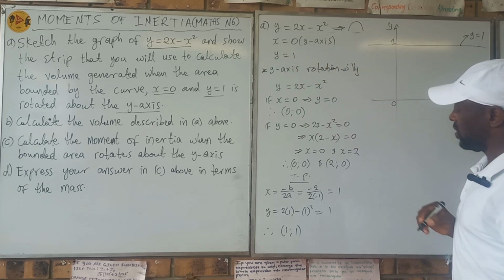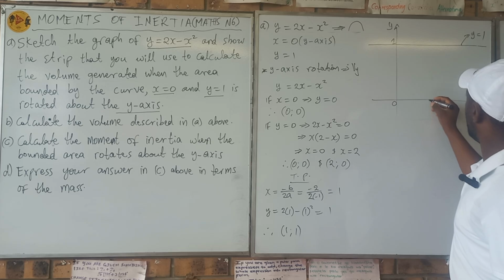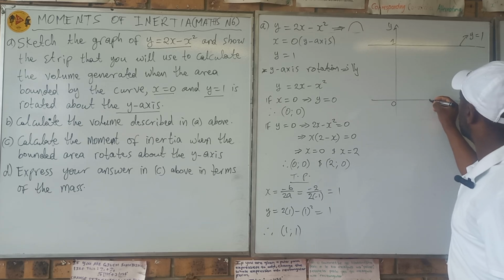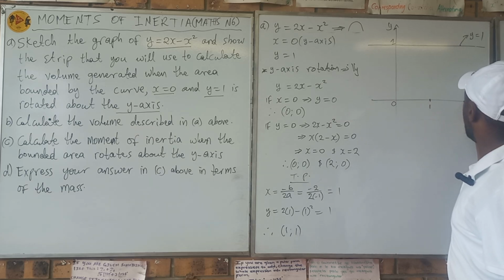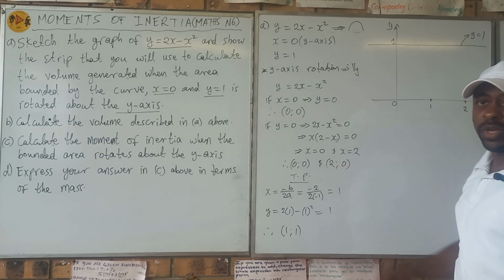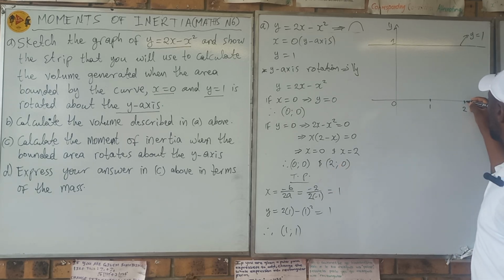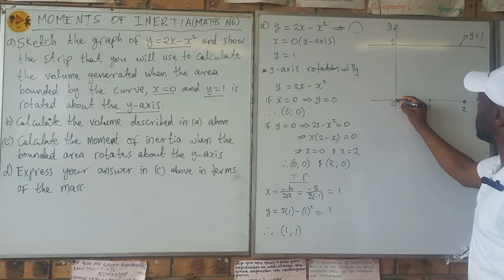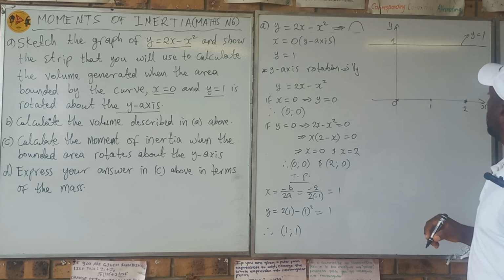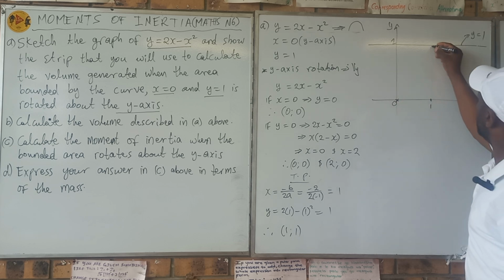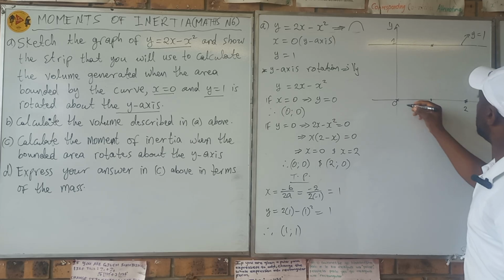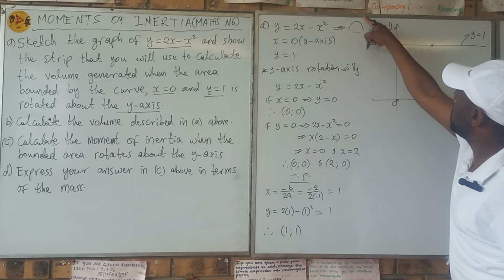Then I need the point 0, 0. I need the point 1, 1. If I say this is my 1 on the x, then that will be 2, because I also need the point 2, 0. So these are the points that my graph must pass through. The parabola will touch the x-axis there, then it will turn at 1, 1, and it is a sad face.